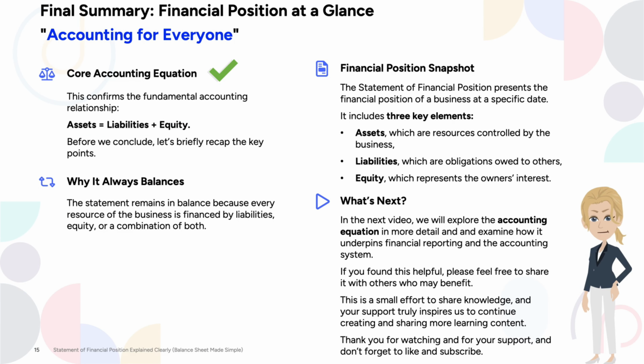Before we conclude, let's briefly recap the key points. The statement of financial position presents the financial position of a business at a specific point in time. It includes three key elements: assets, which are resources controlled by the business; liabilities, which are obligations owed to others; and equity, which represents the owner's residual interest. The statement remains in balance because every resource of the business is financed through a combination of liabilities and equity.